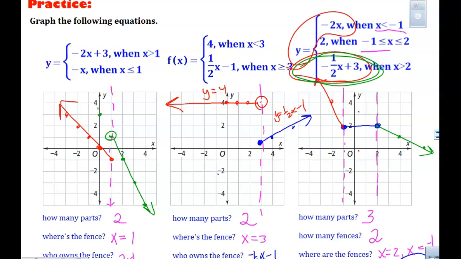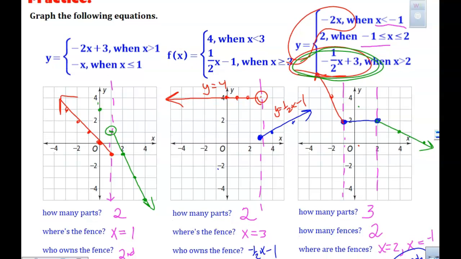This one, if I asked you, what is your domain? Domain, all real numbers. You can choose any x. If you choose something less than -1, you use this equation. If you choose something between -1 and 2, you're going to use this equation. It always equals 2. And if you use something greater than 2, it'll always be over here. All real numbers for the domain. What's the range? All real numbers, because this keeps going all the way down and this one keeps going all the way up. Okay? So domain and range, keep thinking about those.